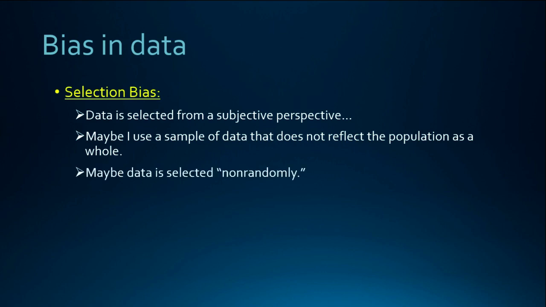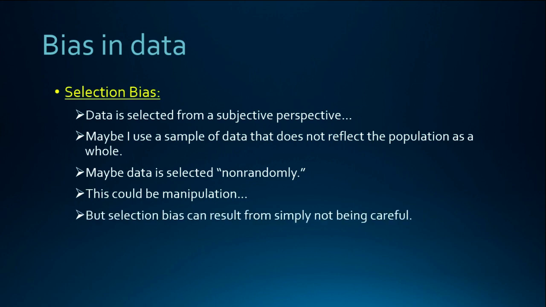In other words, maybe my data is selected non-randomly. And if my data is selected non-randomly, then I've most likely introduced selection bias. And this could be a source of manipulation, right? Maybe I'm doing this intentionally because I'm trying to promote my own agenda. But selection bias can also result from simply not being careful. So I want to be clear. I'm not saying that everyone would manipulate their data to promote their agenda. Sometimes we might introduce selection bias because we're not being careful in how we design our investigation.